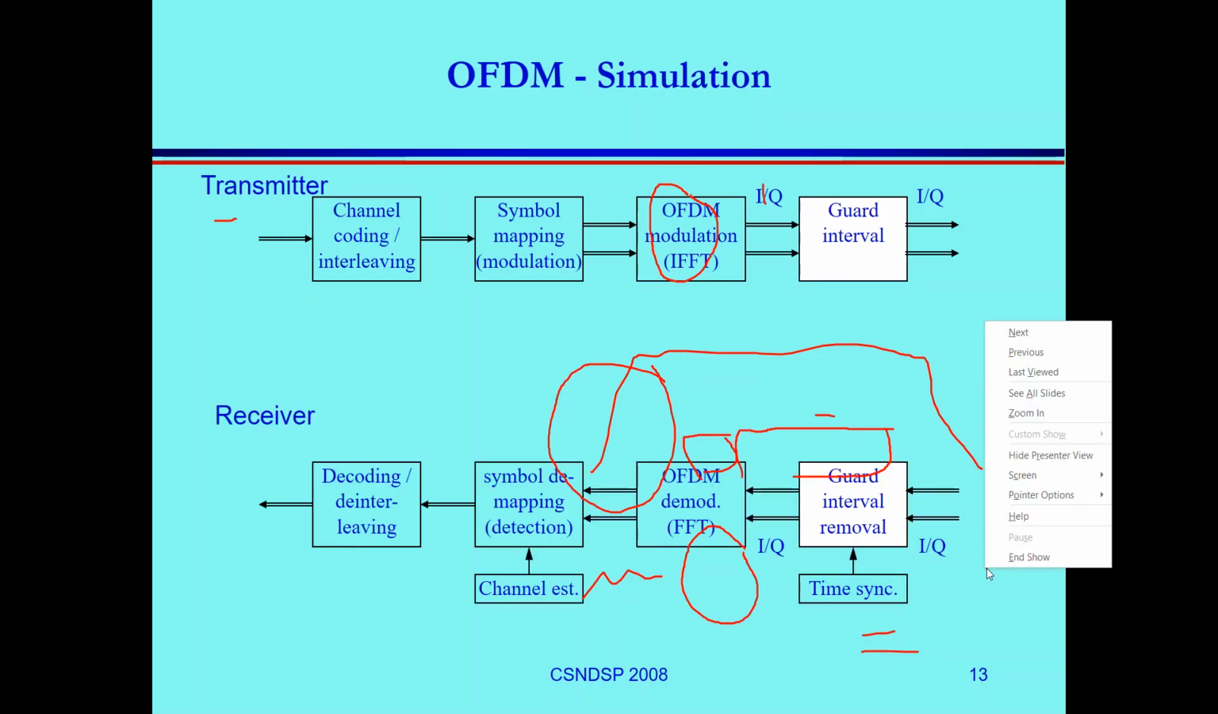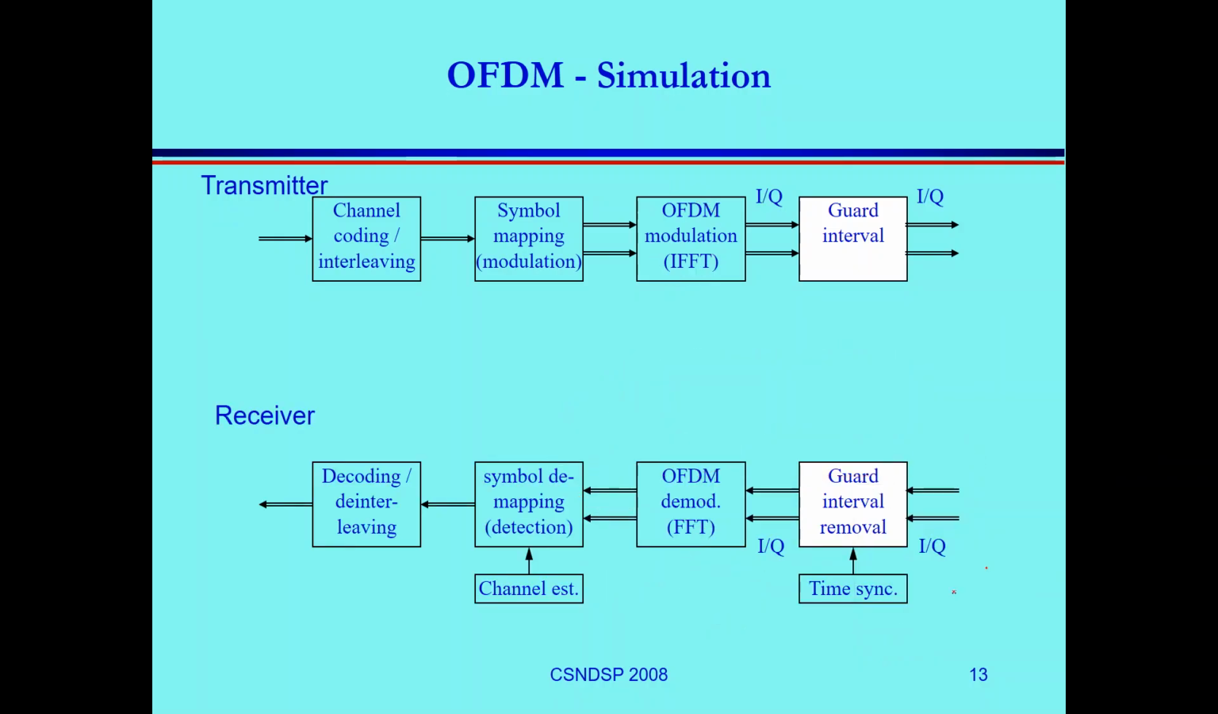And then at the receiver, you have the guard interval. You remove the guard interval, assuming you have perfect time synchronization. Then you have the FFT operation. After that, equalization. Here we call it frequency equalization, FEQ. After the FFT, and then symbol demapping. The symbols, you demap them to bits, and after that decoding and deinterleaving.